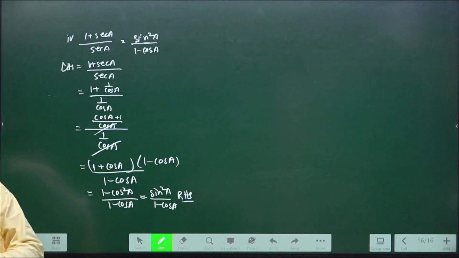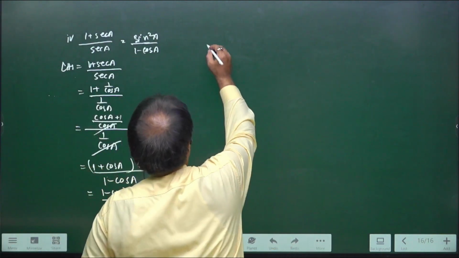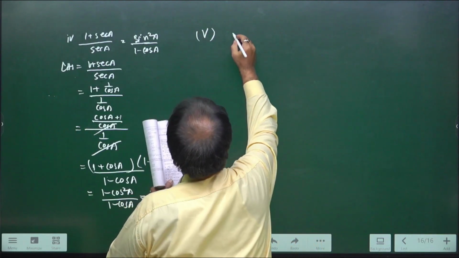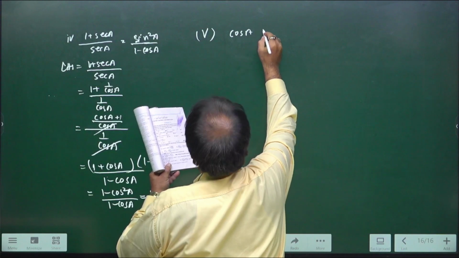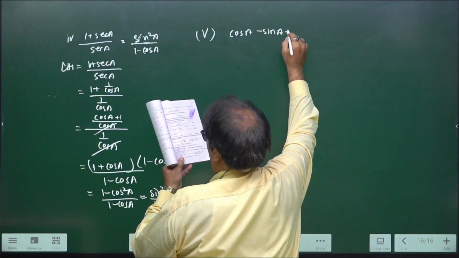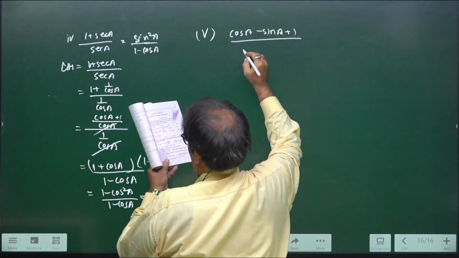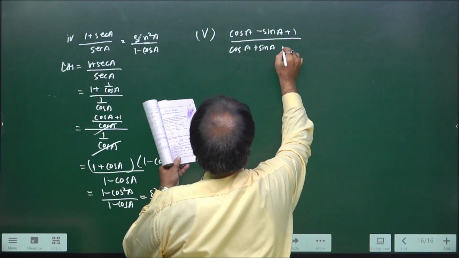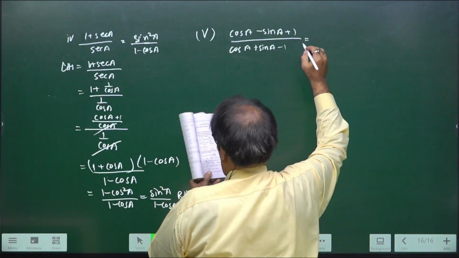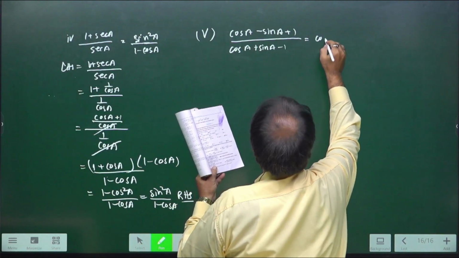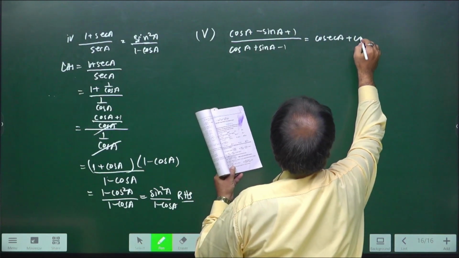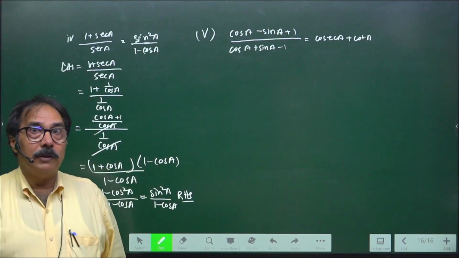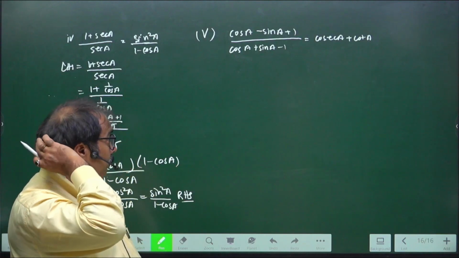Now this question I am going to take. This is a very important and tricky question, right? (cos A minus sin A plus 1) divided by (cos A plus sin A minus 1) is equal to cosecant A plus cot A, right? This is a very important question from the examination point of view, the board examination point of view.